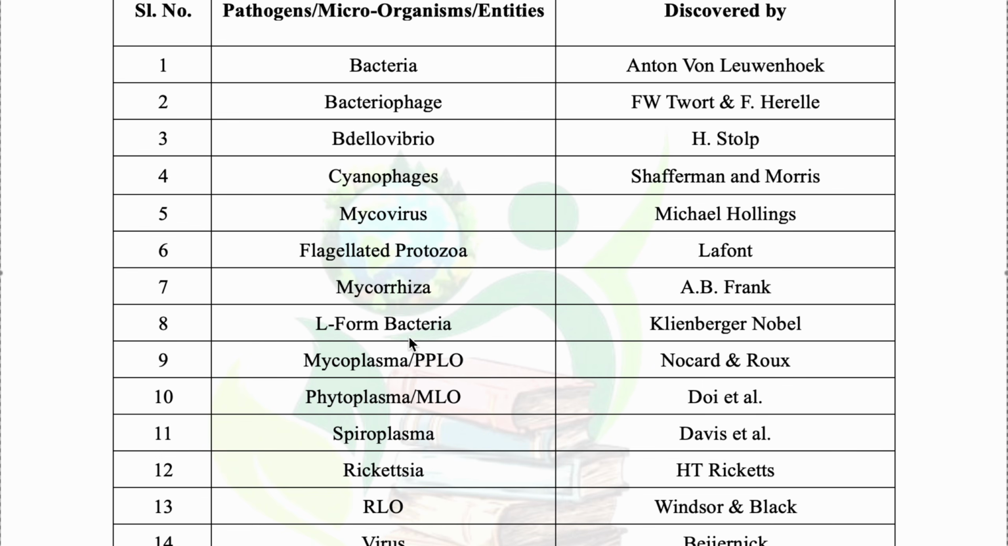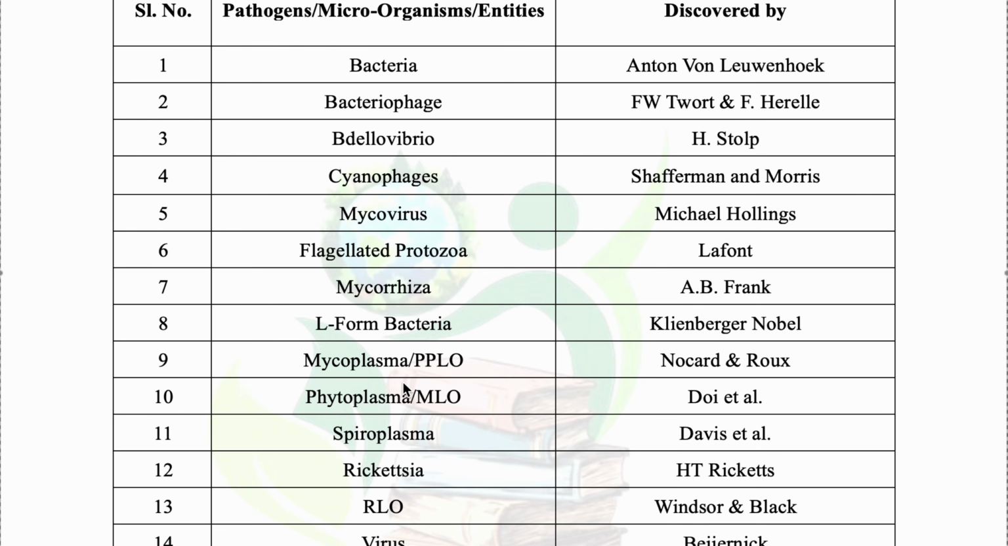Next, L-form bacteria. L-form bacteria are the cell wall deficient variant of bacteria. So yes, they are actually bacteria, but they are cell wall deficient, a different variant of bacteria we get to see. And they can be either spheroplast or protoplast. Spheroplast in case of gram-negative bacteria and protoplast in case of gram-positive bacteria. It was discovered by Klieneberger-Nobel.